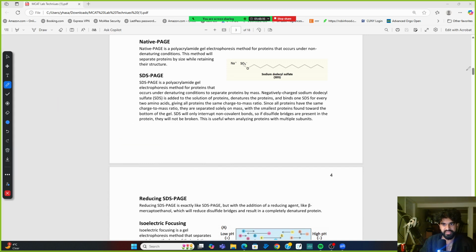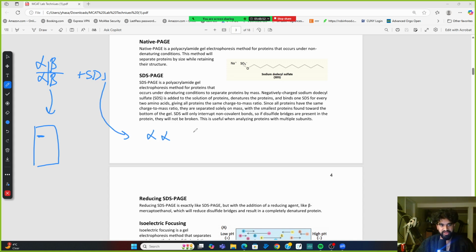Next, reducing SDS-PAGE. Oh, hold on. One more time. Okay. Native. I'm actually just going to do it like this. Alpha, beta, alpha, beta. And they're connected, right? I run this whole thing through a gel without denaturing them, without putting sodium dodecyl sulfate, right? It comes out as one heavy thing. Okay? Then I add SDS, which gives you an alpha, and a beta, and they're all disconnected, right?